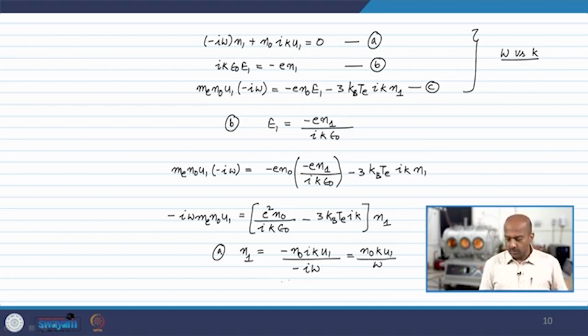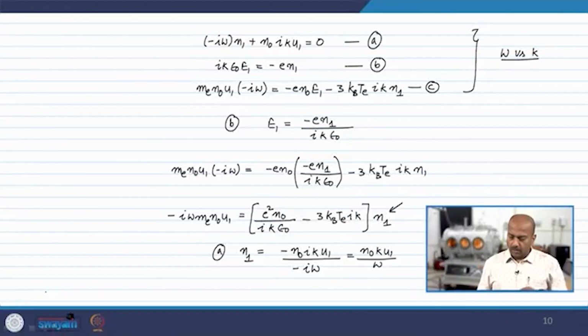So, we can use this n1 here. We have n1 written as n naught k u1 by omega. We can use n1 in this expression, right. Now, doing it, what we have is a simple algebra. I am doing it just so that we have continuity and you can understand it better.